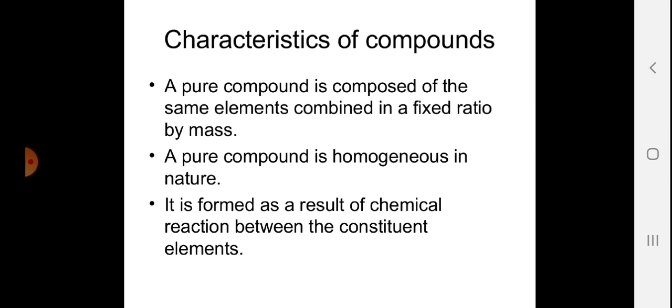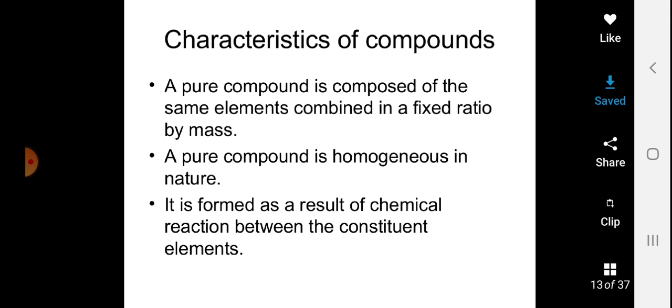Now let's discuss the characteristics of compounds. A pure compound is composed of the same elements combined in a fixed ratio by mass. Second property is they are homogeneous by nature. Now you know what is the meaning of homogeneous. Homo means equally, genius means mixed. Equally mixed in proper combination, they are the pure compounds. Third is it is formed as a result of a chemical reaction between the constituents of an element.